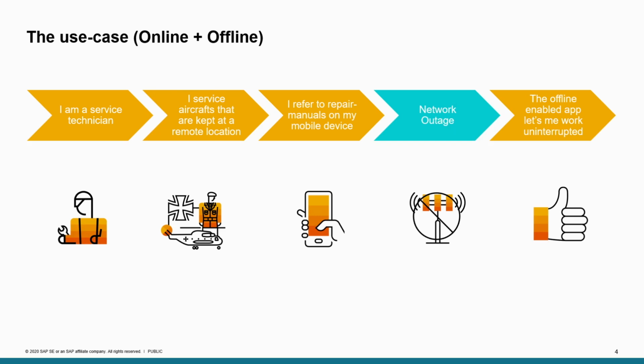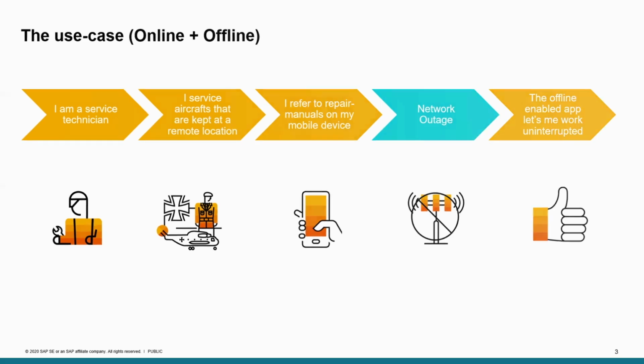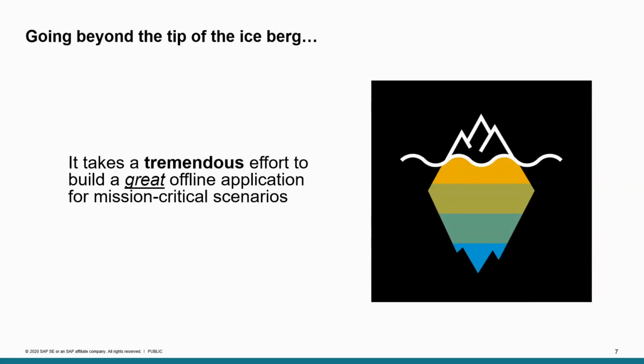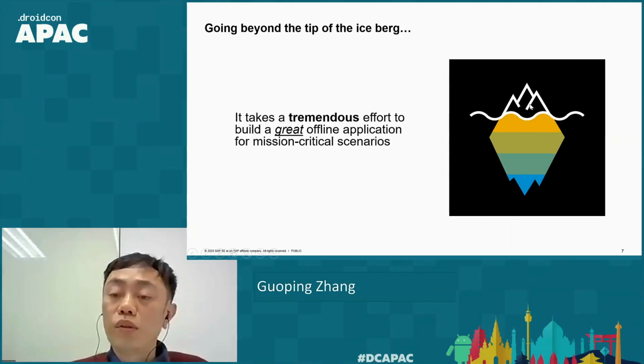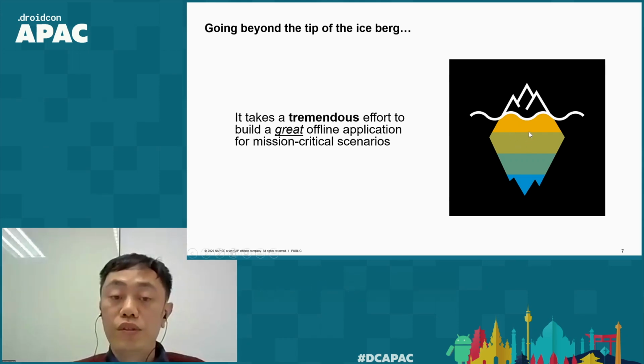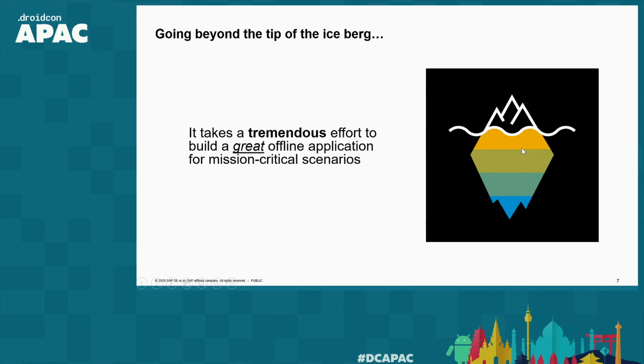But in some mission critical scenarios, the offline capability is not just a nice to have feature, it would be a mandatory feature. Regarding building an offline app, I think it's more or less like this iceberg. People are only looking at the things above the water, which are the functional requirements. But the real effort is spent on the things under the water, which are the offline capabilities, and they're not that obvious to see.